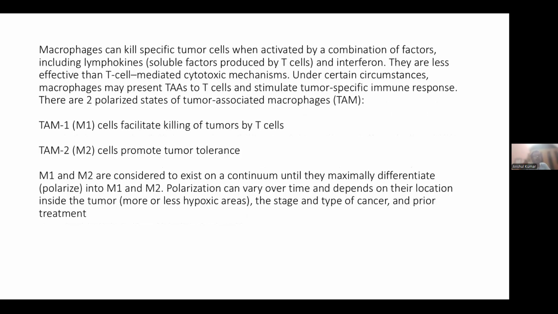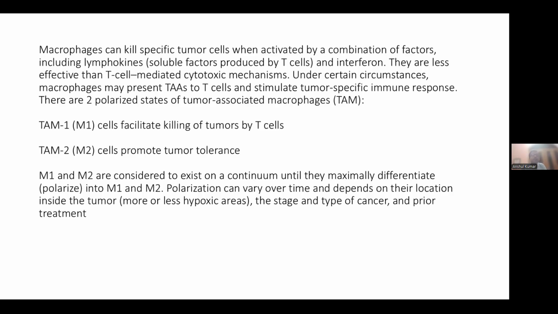Then macrophages. The next important cells involved in tumor oncogenesis are the macrophages, which kill specific tumor cells when activated by a combination of factors, including lymphokines. Lymphokines are the soluble factors produced by T cells, and interferons. They are less effective than T cell-mediated cytotoxic mechanisms under certain circumstances. Macrophages may present tumor-associated antigens to T cells and stimulate a tumor-specific immune response.